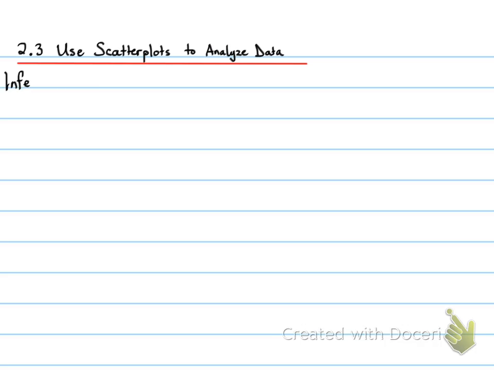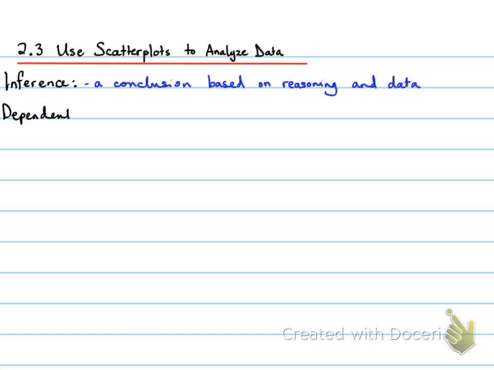Alright, looking at 2.3, using scatterplots to analyze data. When we're looking at scatterplots, we have to understand certain concepts. Inference. Inference is a conclusion based on reasoning and data. So we can infer information from a scatterplot, and we'll see an example of that in a minute.